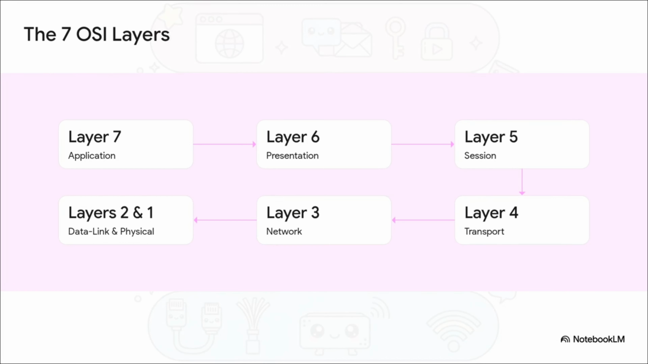So if we look at them from top to bottom, from the stuff you actually interact with all the way down to the physical wires, we have Layer 7, Application, Layer 6, Presentation, Layer 5, Session, Layer 4, Transport, Layer 3, Network, Layer 2, Data Link, and finally, at the very bottom, Layer 1, Physical. Okay, let's break down what each of these actually does, starting at the top.